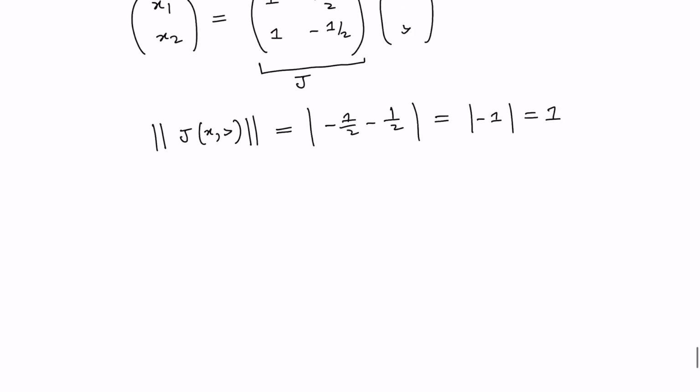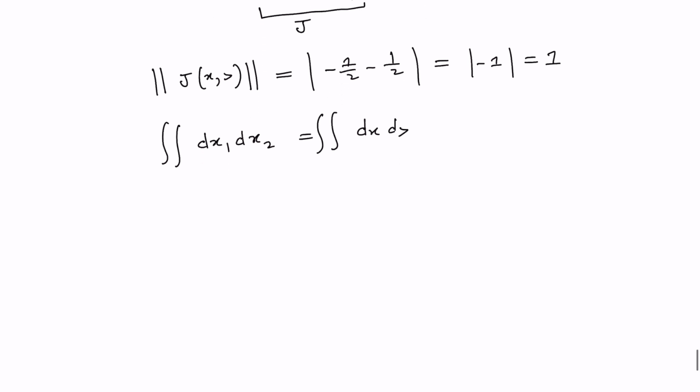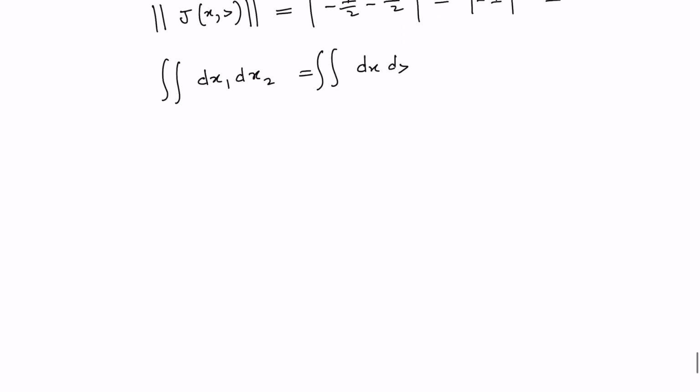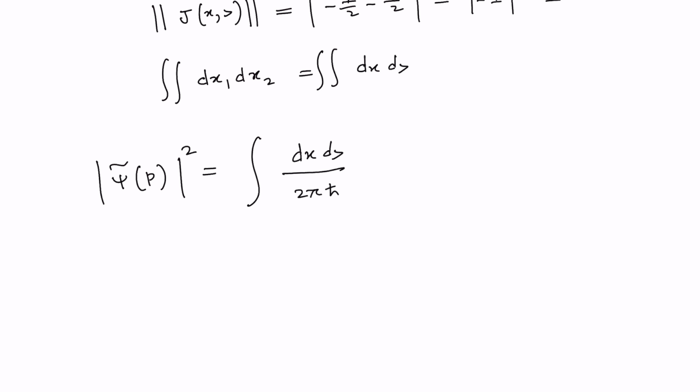So that means the area under the integral is preserved. So the integration dx1 dx2 is equal to the integration dx dy. It's a double integration. Therefore |ψ̃(p)|² is equal to the integration dx dy divided by 2πħ, e^(−(i/ħ)py), and here you have ψ(x + y/2) ψ*(x − y/2).